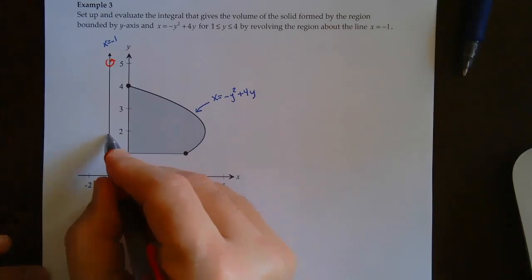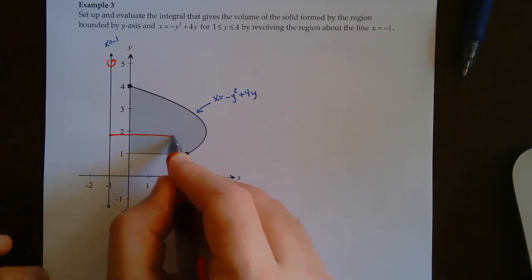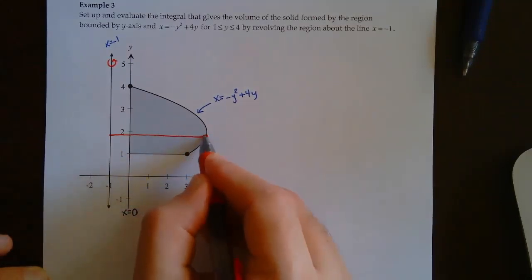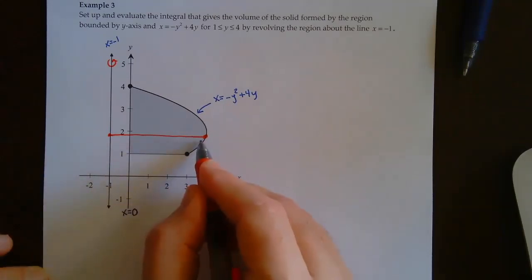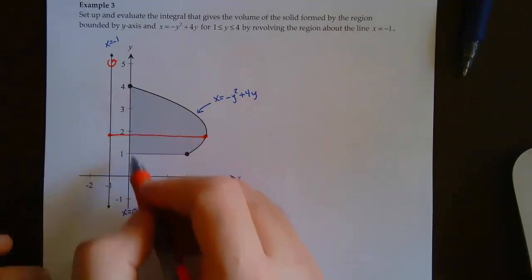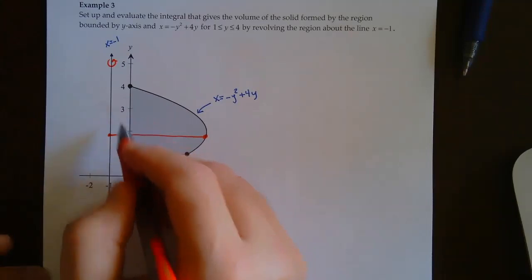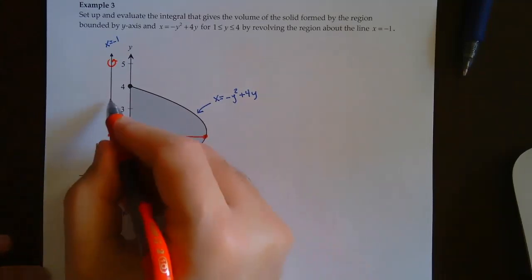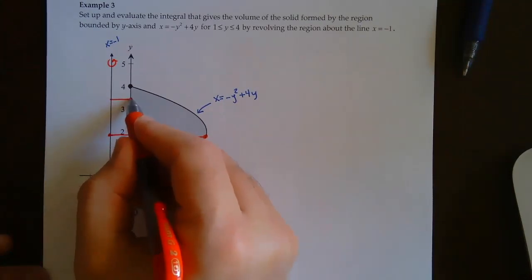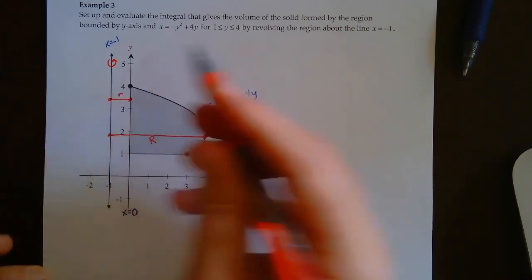Now we're going to draw perpendicular to that all the way to the furthest curve away, which would be this one right here. What's the horizontal distance to it? This is big R. Then we go to the closest one, which would be the y-axis. From here to here is your little r.